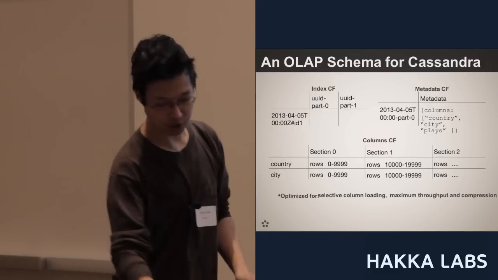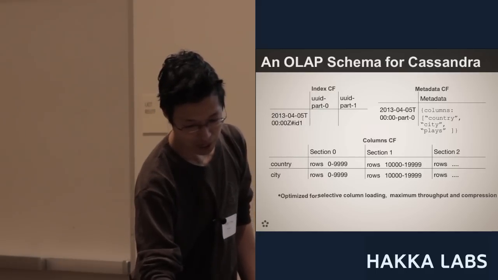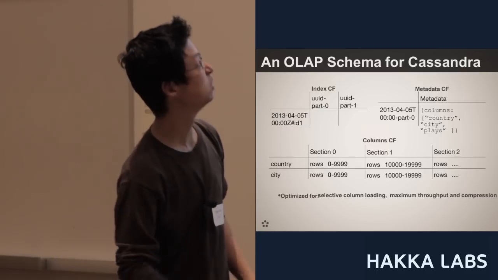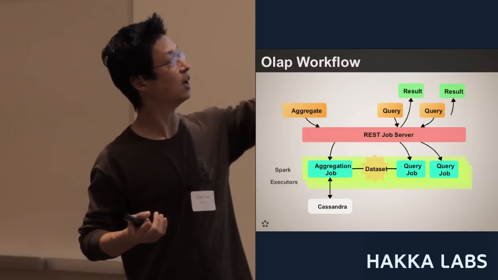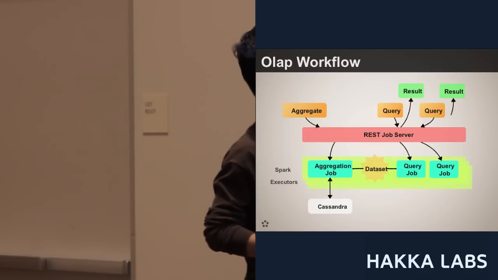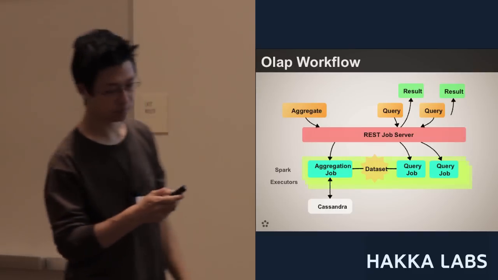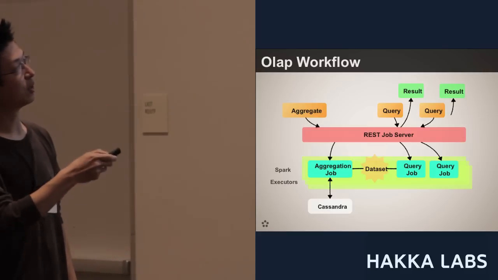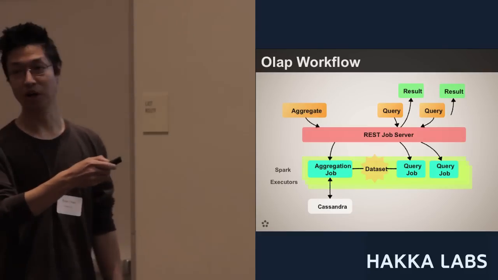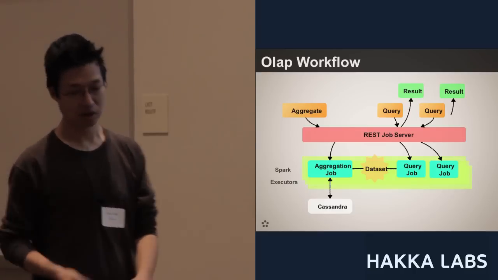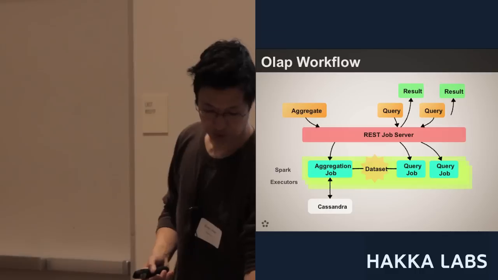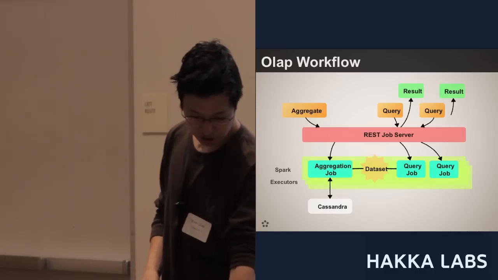Once we have it in memory, what we do is we pass queries off to our REST job server. Basically, data is loaded from Cassandra into Spark's heap space. And then we run fast query jobs that run off of this memory and return answers to the user.